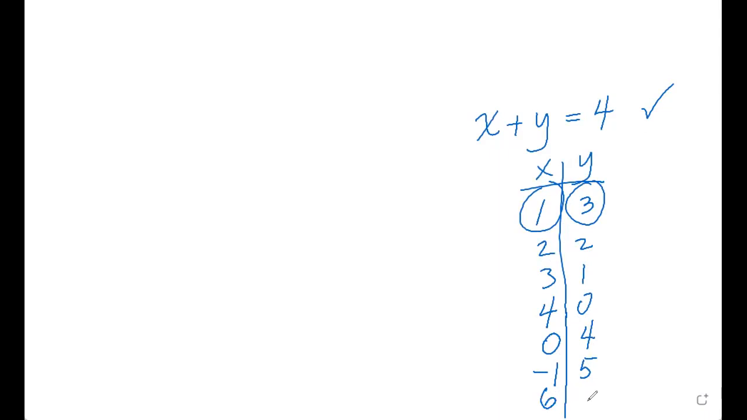Okay, how about 6 on the x? Y has to be minus 2. So there's an infinite number of combinations. Now, in order to preserve all these solutions, let's say I want to preserve 1,000 combinations, I couldn't very well use a table. There's just no room. And this is the reason why we have graphs.